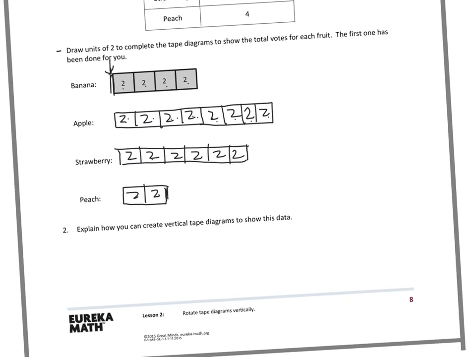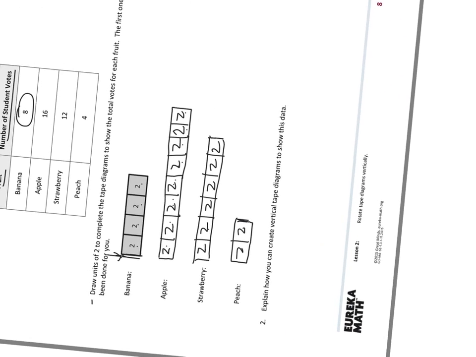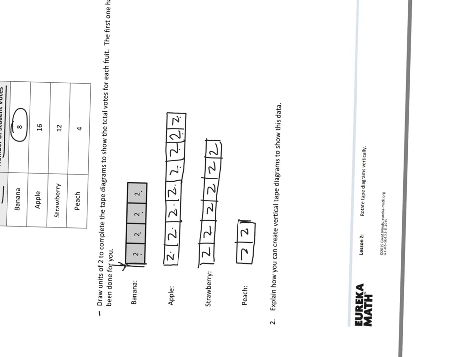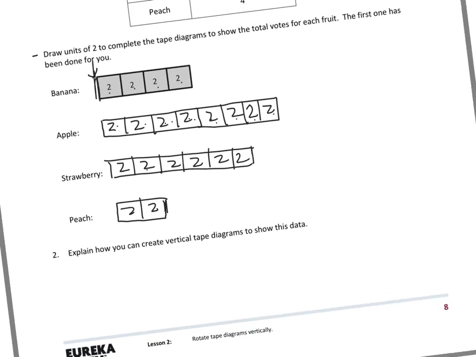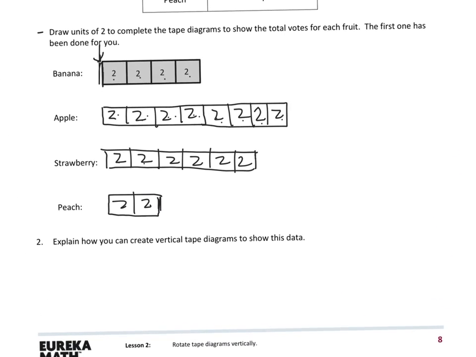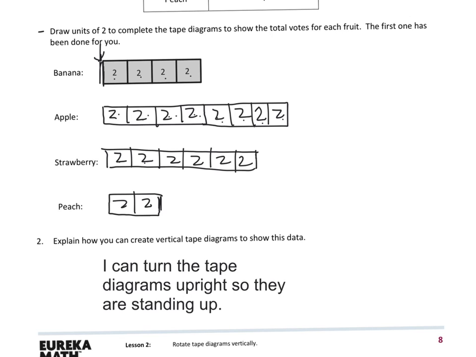If I take these and twist them, now I have them vertically as opposed to horizontally. So that's what I'm going to put in for my description. Not that I'm going to twist the page, but that I'm going to take the tape diagram and turn it so it's moving upright. And there's my explanation right there. I can turn the tape diagrams upright so they are standing up.